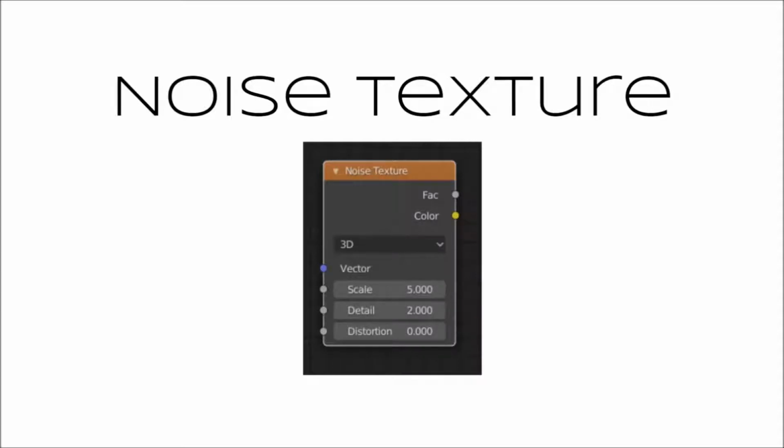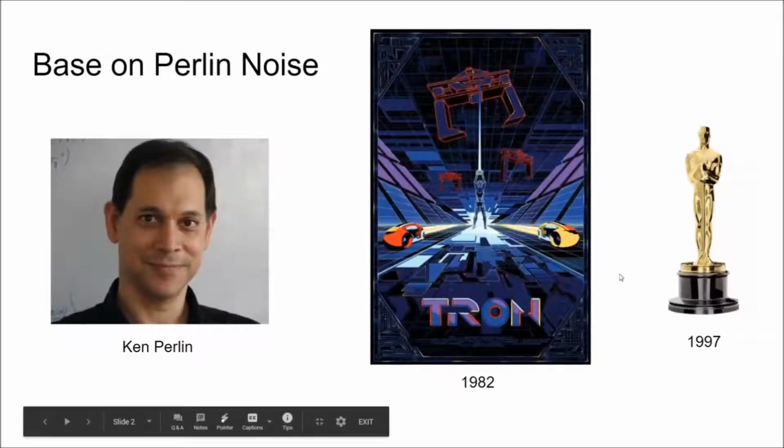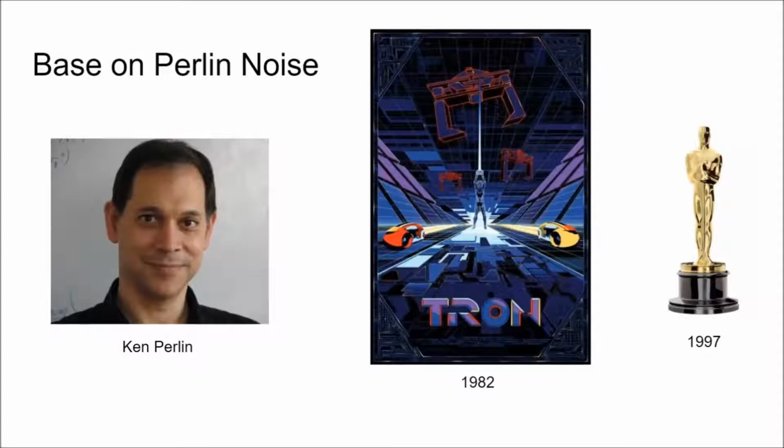So let's get started. The noise texture is based on something called Perlin noise, and Perlin noise was developed by a guy named Ken Perlin. He did it for this movie. It came out in 1982. You may have heard about it. It's called Tron. It was iconic for its time. He even won the Academy Award in 1997, and they did a remake much later that was actually really cool.